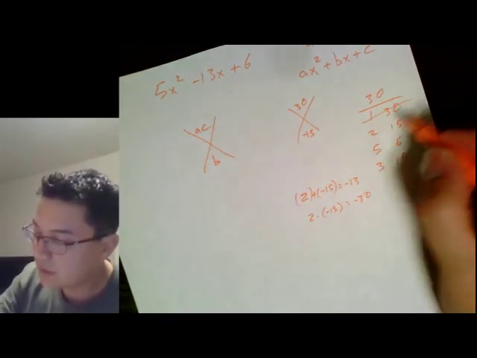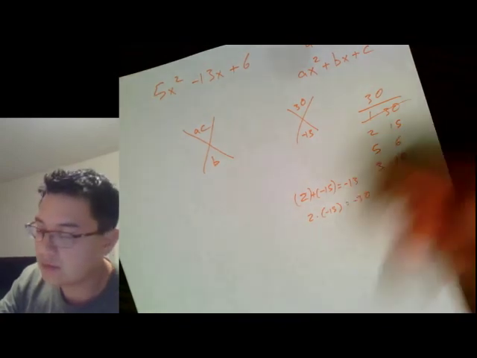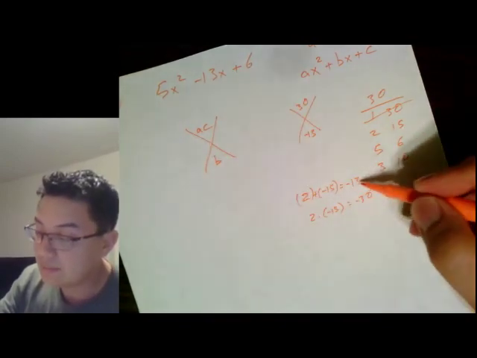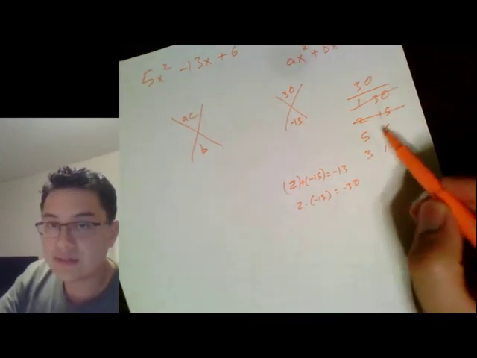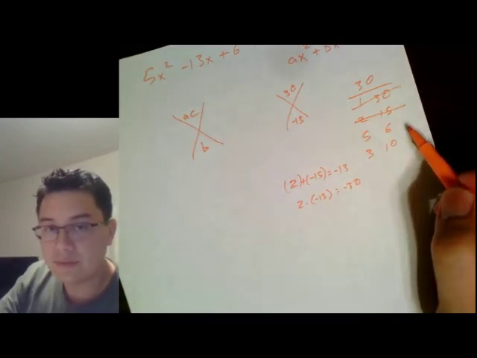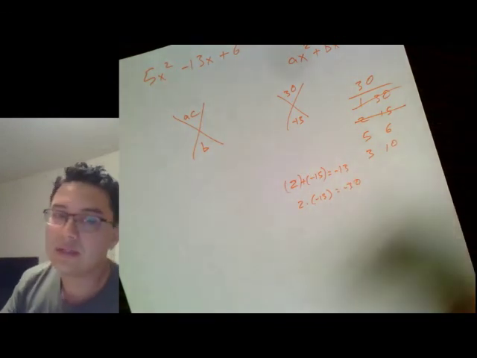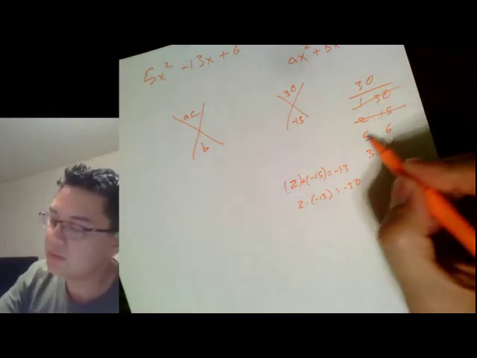So this one didn't work. 2 and 15 is not going to work because the product isn't right. We get a sum that's equal to negative 13, but the product is not equal to 30. So that one's not going to work. 5 and 6. 5 plus 6 is 11. 5 minus 6 is negative 1. So those are the only differences that we can work with. So this one's not going to work.